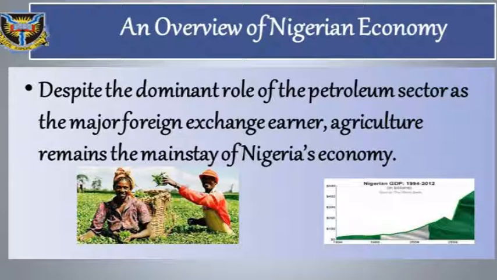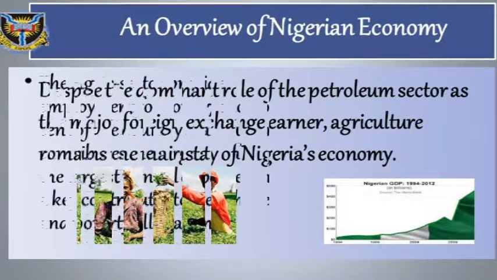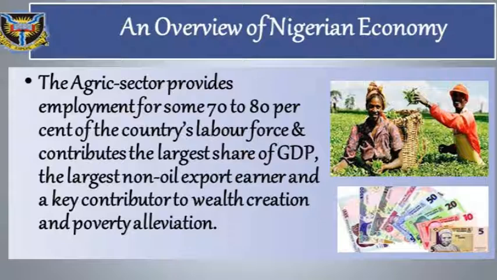Despite the dominance of the petroleum sector as the major foreign exchange earner, agriculture remains the mainstay of Nigeria's economy. The sector provides employment for some 70 to 80% of Nigeria's labor force. In addition to contributing the largest share of GDP, agriculture is the largest non-oil export earner and a key contributor to wealth creation and poverty alleviation, as a large percentage of the population derives its income from it and its related activities.